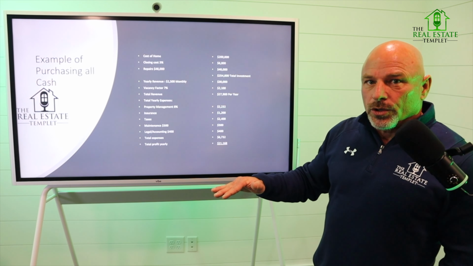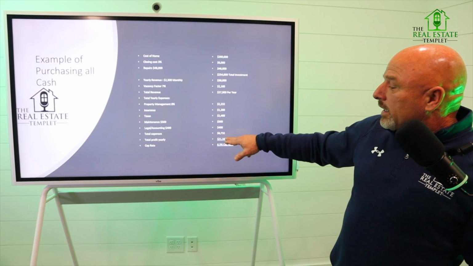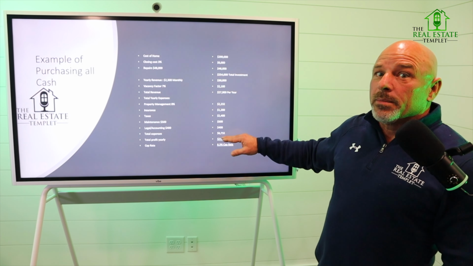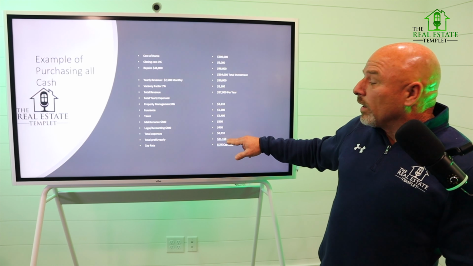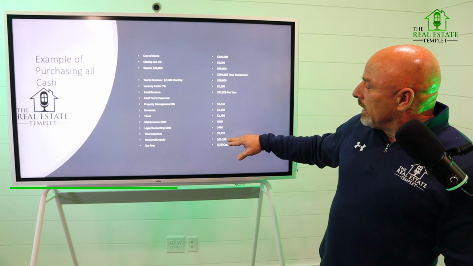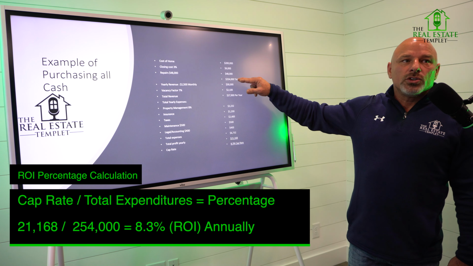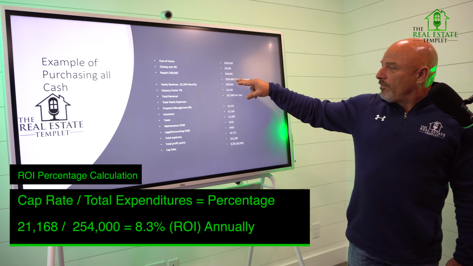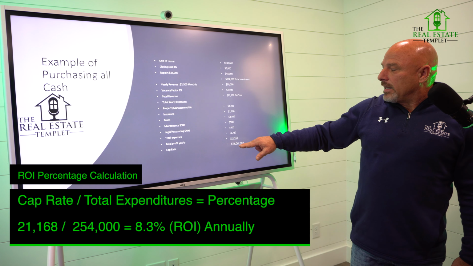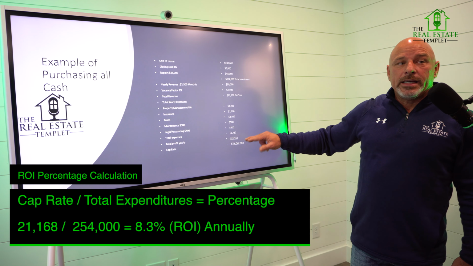no matter what, I'm still good. So what we're doing now is we're going to look at this right here from the cap rate standpoint. So from the cap rate standpoint, we got $21,168. And we're going to take that and we're going to divide that number by $254,000. That's our total investment. So we invested $254,000.